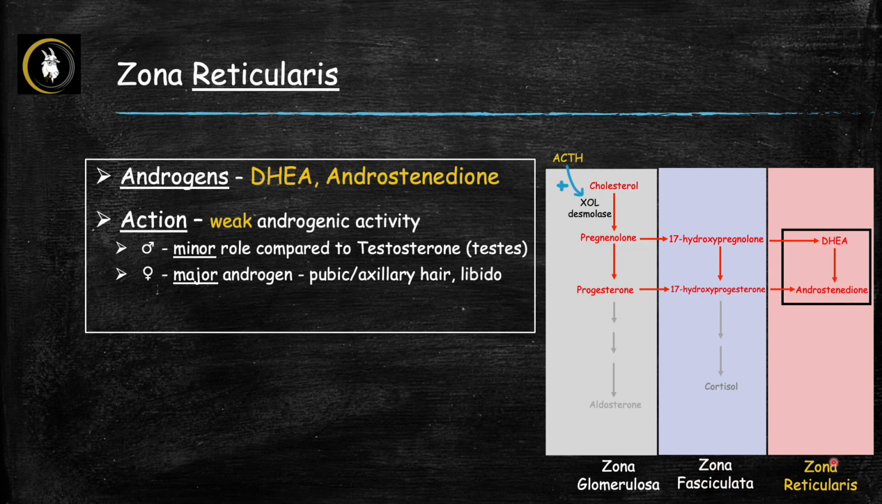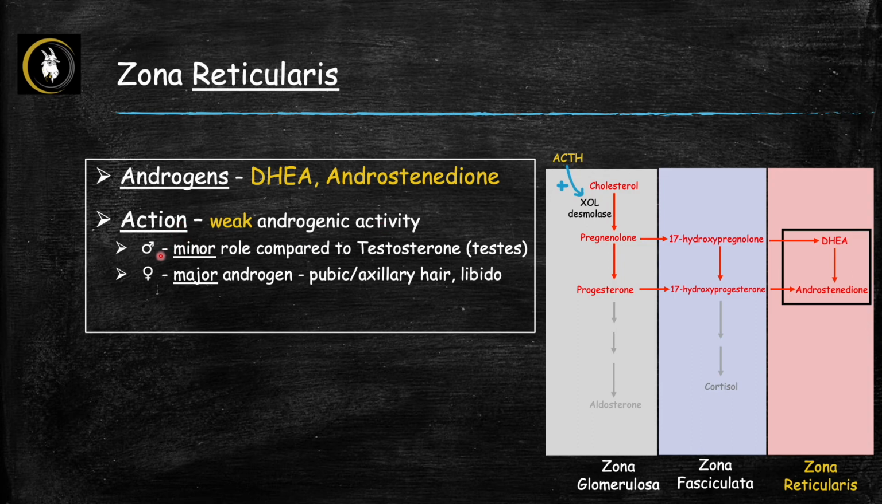All right, now let's get into our final zone, which is the zona reticularis. And remember, what we're making here in this zone are androgens. The main 2 androgens are DHEA and androstenedione. And the thing about these 2 is that they actually have pretty weak androgenic activity compared to testosterone. So they're going to have different roles in males versus females. They're going to have different action.